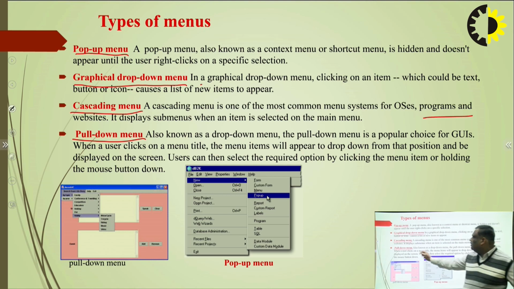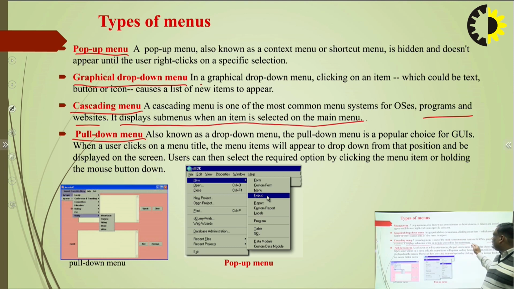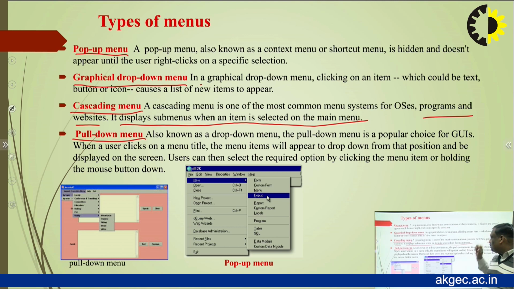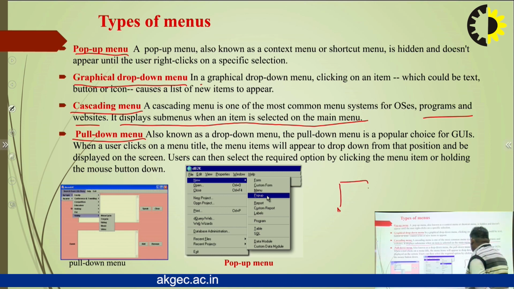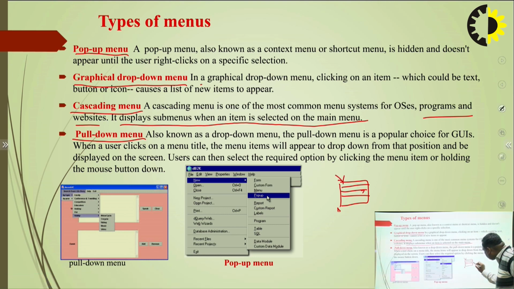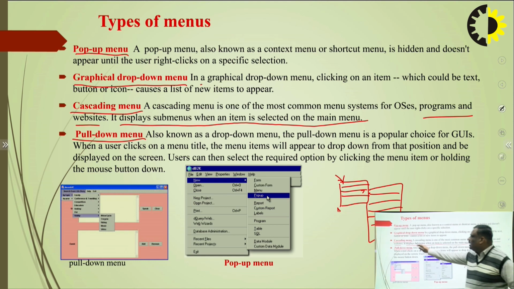Programs and websites. It displays a sub menu when an item is selected on the main menu. So you see that when we have a menu list, and when we click on this menu list, a sub menu is present there. This type of cascading is known as a cascading menu.